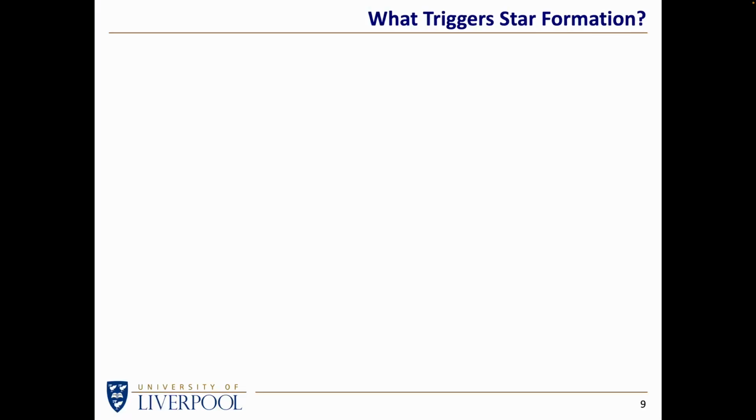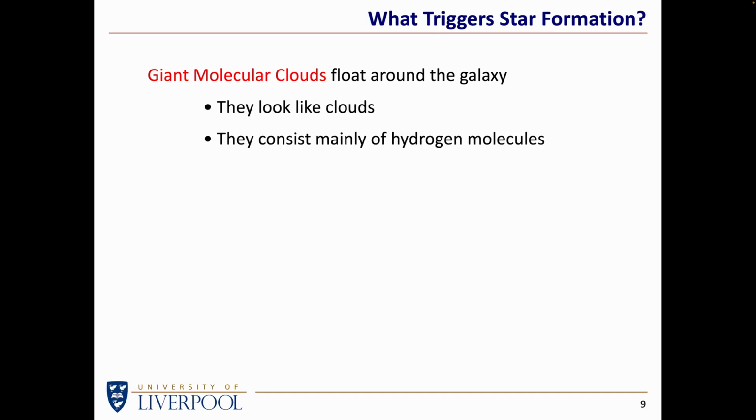So what is it that actually triggers star formation in the first place? Well, we know there are large clouds of hydrogen, so-called giant molecular clouds, floating around the galaxy, and presumably pretty much every other galaxy. Why are they called giant molecular clouds? Well, the clue's in the title. They look like clouds, they consist of hydrogen molecules, and they're big. And by big, I mean not just a few light years across, but they could in principle be hundreds of light years across. So huge compared to what we now understand as typical distance between stars. Remember, the distance from us to the nearest star is a few light years.